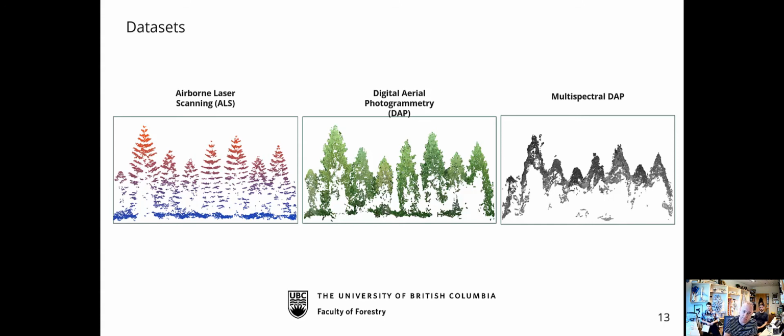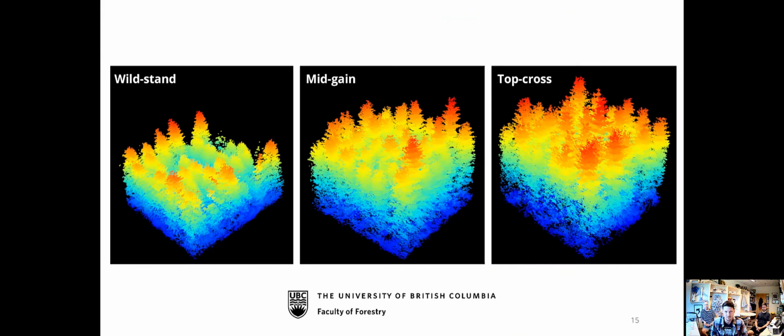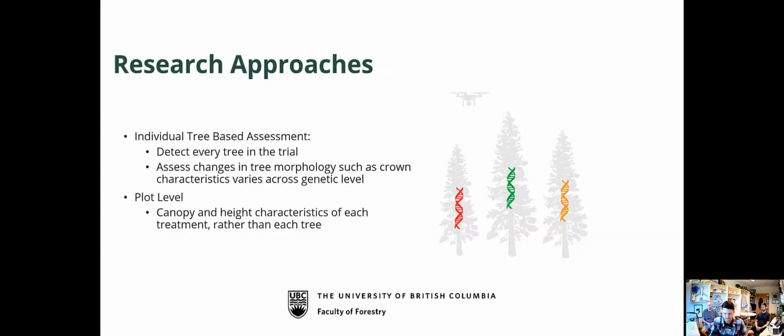Realized gains trials are used to test predicted gains and simulate what happens when we grow trees of similar genetic stock at operational densities. In Douglas fir, we have 3 genetic variations planted at 4 different spacings. Here we can see an example of some LiDAR data with the wild stand, which is unimproved trees, mid-gain, which represents a 10% volume gain, and top cross, which represents an 18% gain.